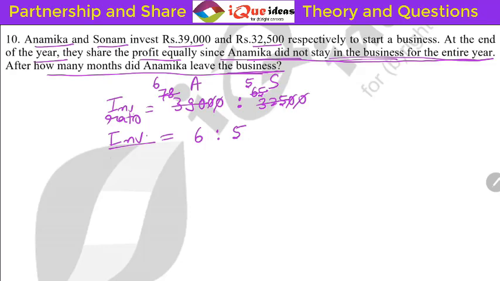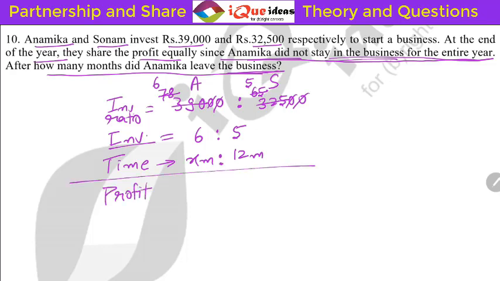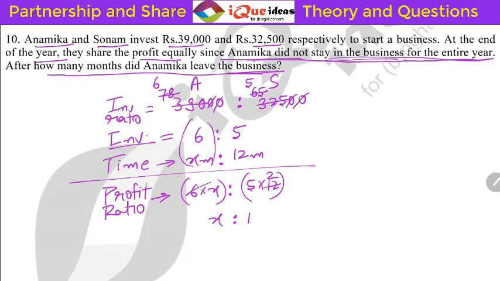This is investment. Alright. Now time we don't know, but one thing is clear that Anamika is not there for the entire year. That means Sonam is there for the entire year. Let's say Anamika is there for X months and Sonam is there for 12 months. So the ratio of time is X is to 12. That means the profit ratio, how will we calculate profit ratio? Profit ratio will be the product of investment into time. That is 6 into X for Anamika and 5 into 12 for Sonam. Right. So this is the ratio of profit. Now 6 cancels 12 2 times. So it is X is to 10. Right.